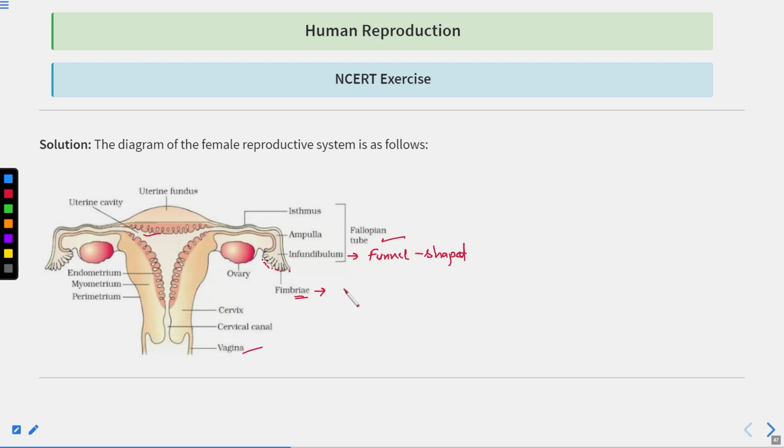It helps in the collection of the ovum, which is released during ovulation. Then the next region is the ampulla region. The ampulla is the widest part of the fallopian tube, and this is the site of fertilization. So in the ampulla, fertilization takes place.